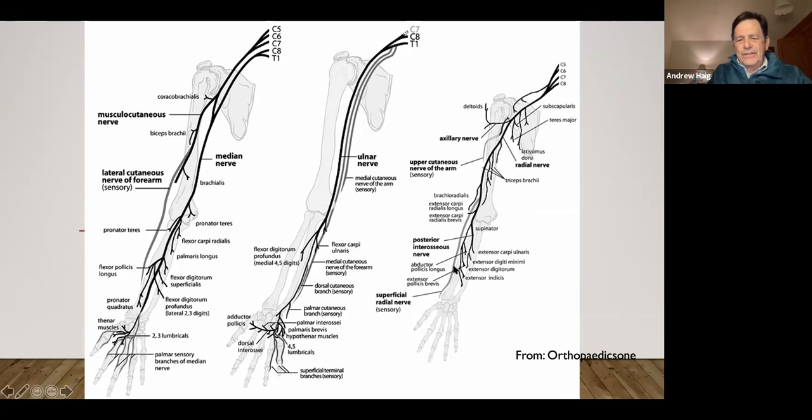That's called the posterior interosseous nerve. And the sensory branch goes off to the outside of the thumb. Neat, because you've got the median nerve going to the inside of the thumb, the palm side of the thumb, and the radial nerve going to the outside of the thumb. What if you had a race between those? You might find out you've got a median neuropathy or carpal tunnel syndrome, right?